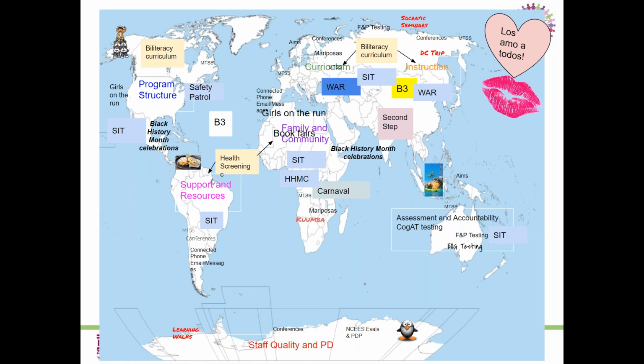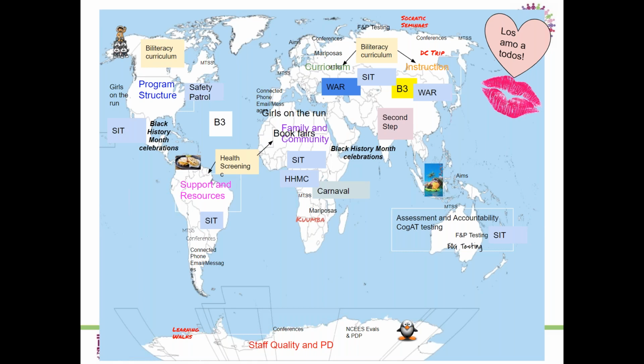And then if you look at the bottom at Antarctica, some of the things that we layered on here were things like learning walks, conferences, meaning professional development conferences, and then of course the NESIS process in evaluation and professional development plans.